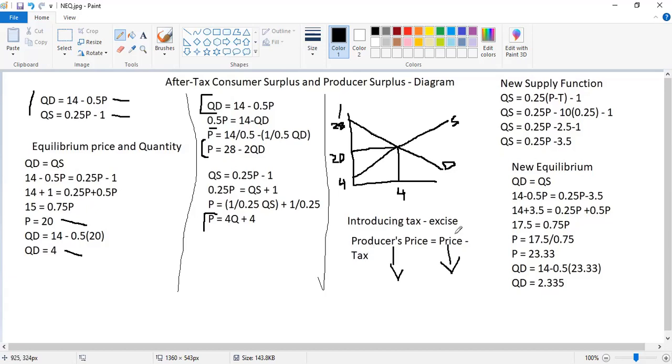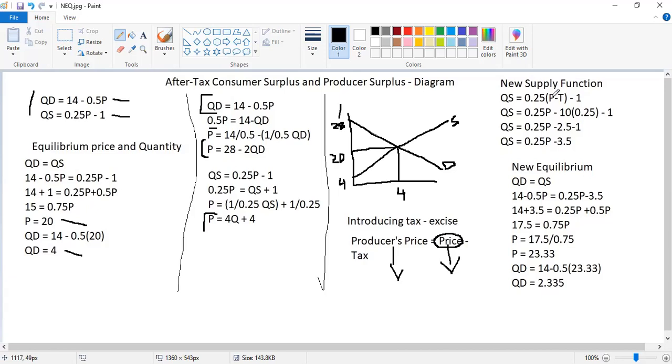That's the price in the market. So the price in the market is what consumers will pay, right? So what consumers are paying, the price in the market minus the tax, will now be what the producers are receiving, because now the tax will become revenue to the government. So now the producer's price will be this function, which is P minus T. So substitute it in the producer's function.